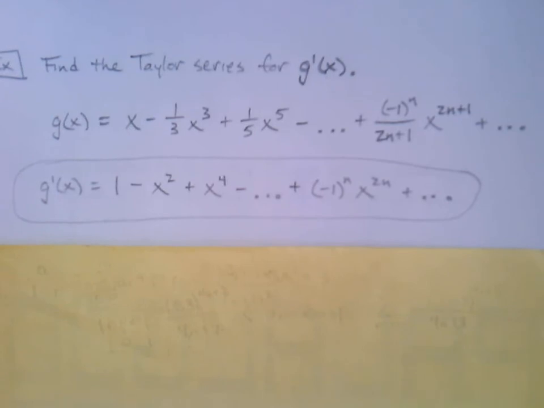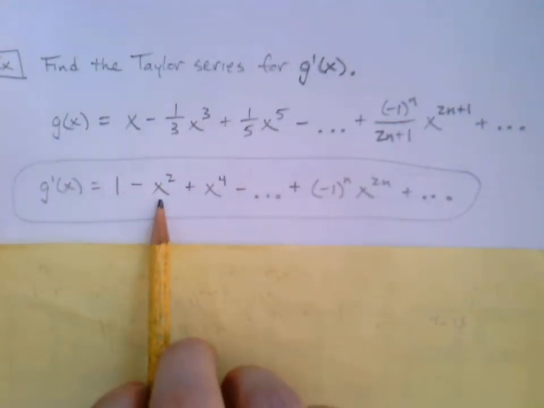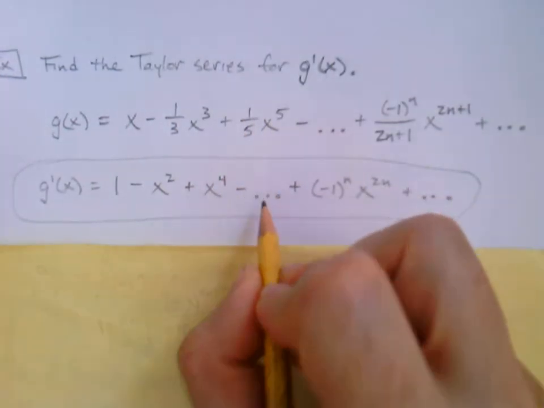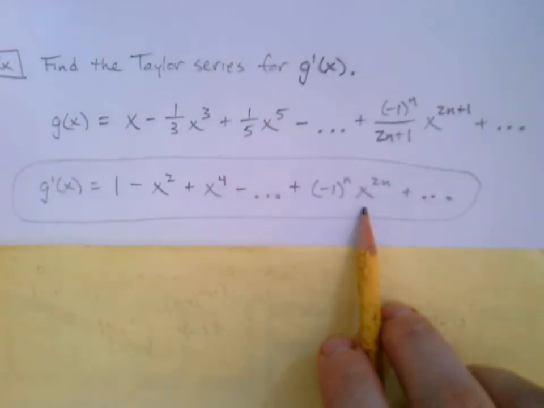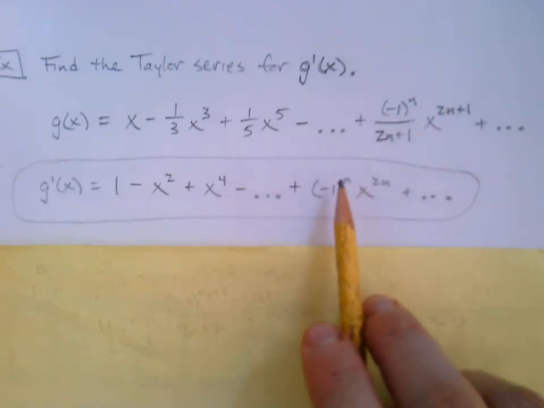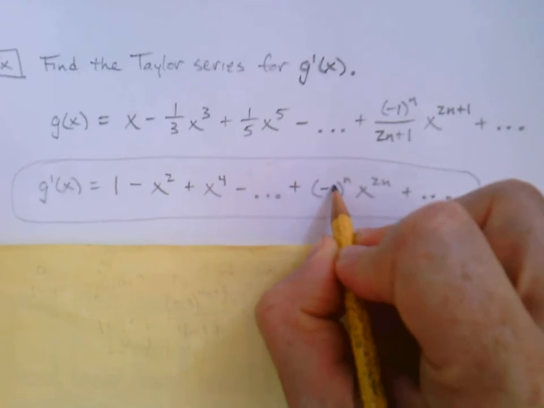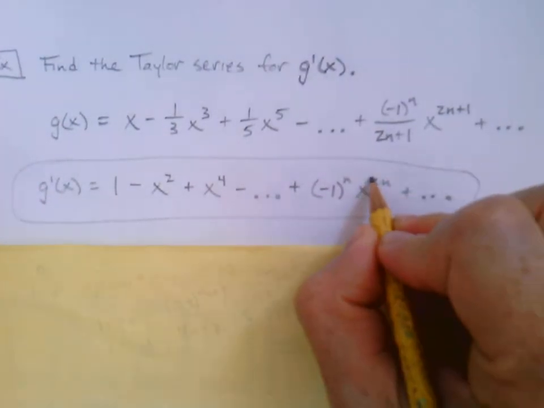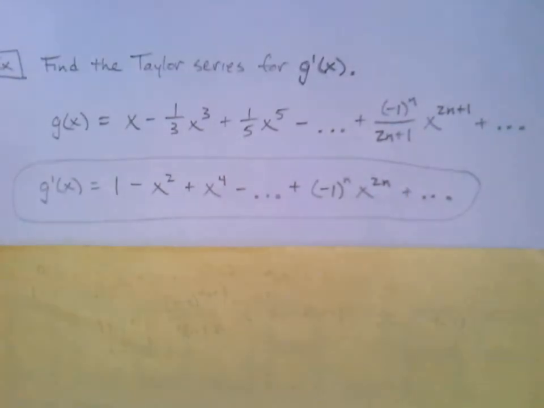So here's our answer. 1, and that derivative, well, it's just minus x squared. This one happens to be plus x to the fourth. When you get to the nth term, well, multiply by 2n plus 1, and it would cancel. So all you have is negative 1 to the n, and reduce your power by 1, x to the 2n plus dot dot dot.